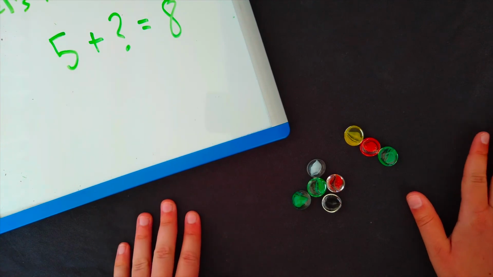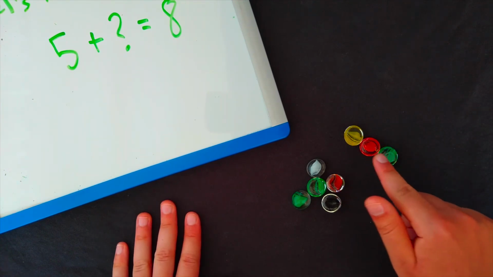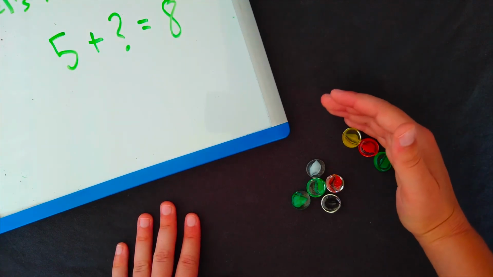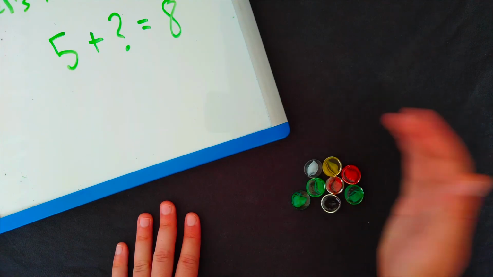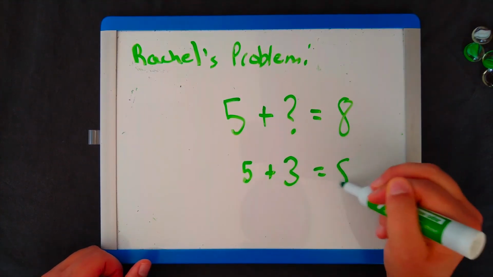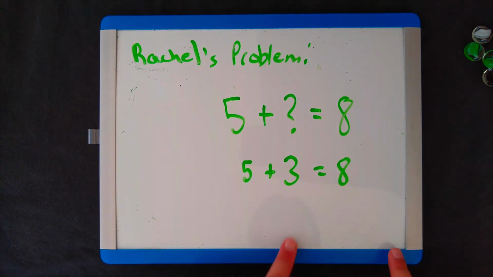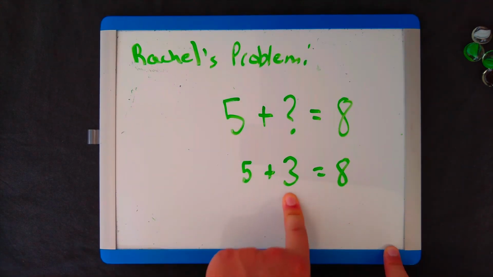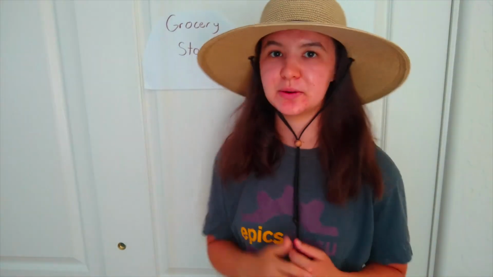So do you see how we needed 1, 2, 3 more plus 5 to get to 8? 5 plus 3 equals 8. So I can buy 3 more individual ice pops. I really appreciate all your help in helping me go to the grocery store to get a summer treat.